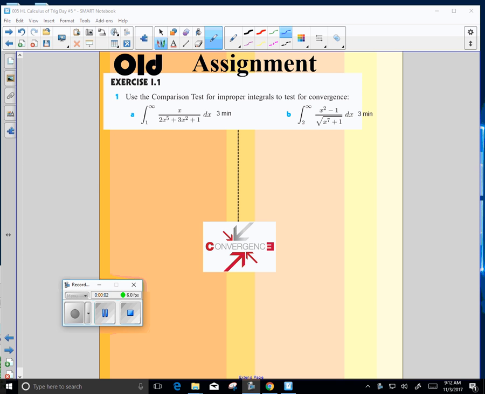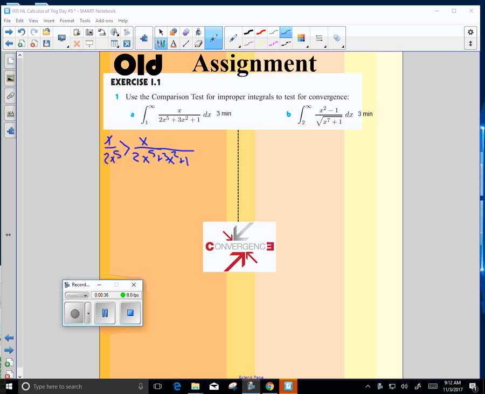For 1a, we're just trying to find out if this actually has an answer. We can't integrate this with our knowledge so far. So what we're just trying to find out is, is there an answer that's out there? So what you could do is say, well, x over 2x to the fifth plus 3x squared plus 1 compares to x over 2x to the fifth. Which one's going to be larger, the one on the left or the one on the right?